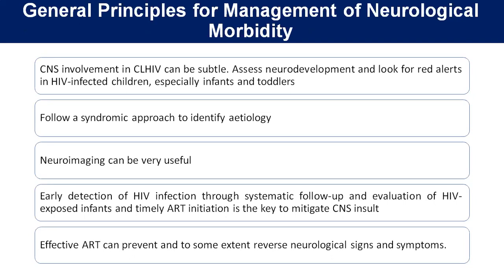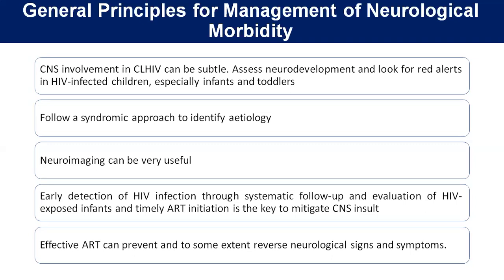So we have to carefully assess the neurodevelopment and look for red alerts in HIV-infected children, especially infants and toddlers. We have to follow a syndromic approach to identify etiology. Neuroimaging can be useful. Early detection of HIV infection through systemic follow-up and evaluation of HIV-exposed infants, and timely ART initiation is the key to mitigate CNS insult. So early diagnosis and early treatment initiation in an infant or in a child born to an HIV mother who has HIV will help in preventing these HIV-associated CNS insults.